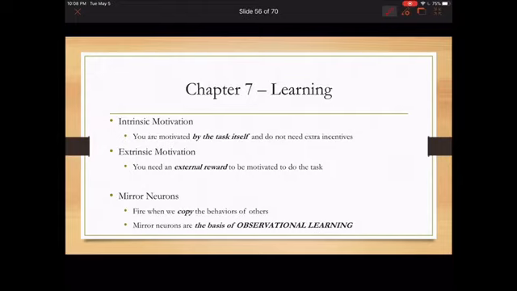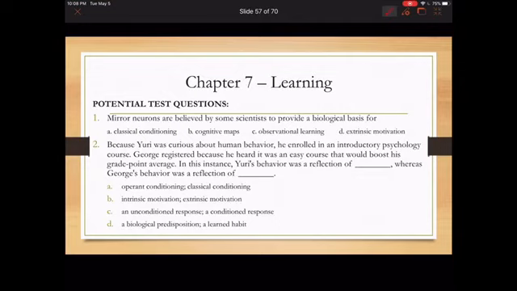And then mirror neurons function for copying behaviors, really. They fire anytime we copy the behaviors of others, and know that they are the basis of observational learning. Mirror neurons are believed by some scientists to provide a biological basis for observational learning. That's how we get modeling effects, things like that.